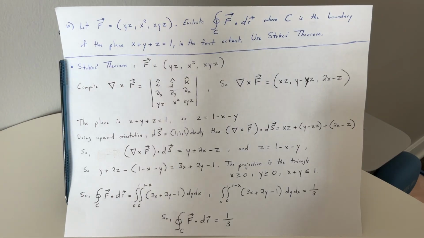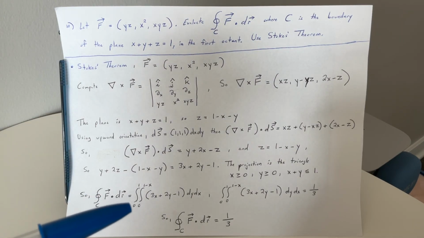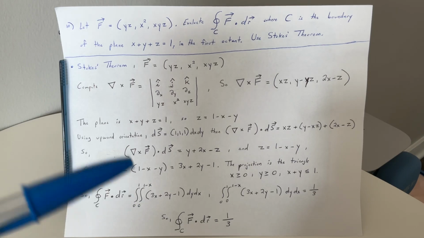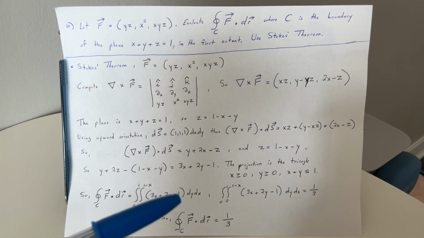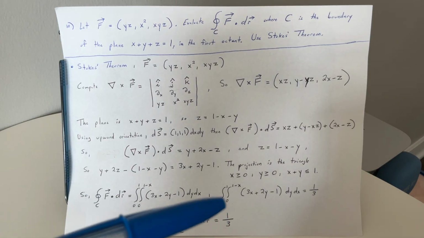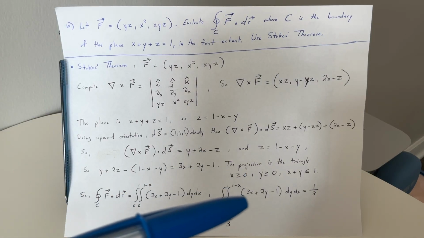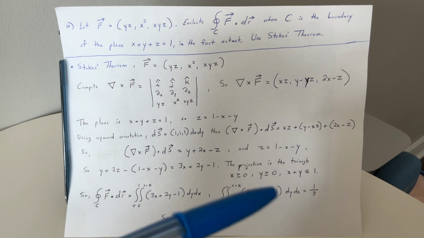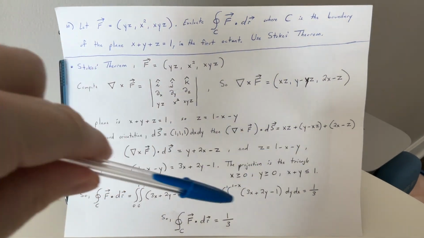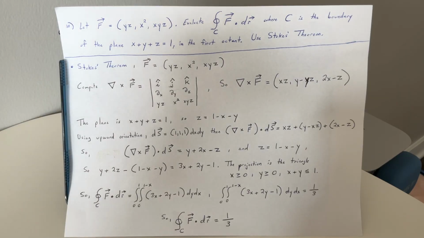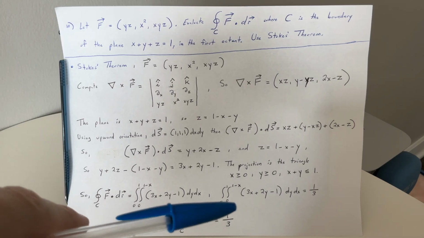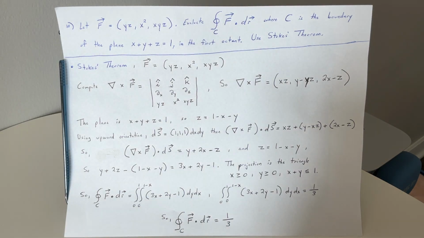So for this closed line integral, f dotted with dr, that's set up from 0 to 1, 0 to 1 minus x in double integral form, 3x plus 2y minus 1 dy dx. When we perform the computation for this integration, it comes out to 1/3. So for this closed line integral, f dot dr, we get 1/3. Okay, so that was number 10.